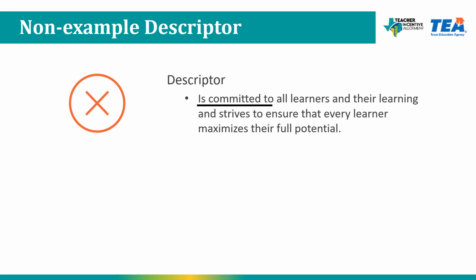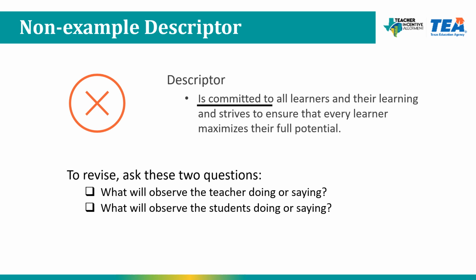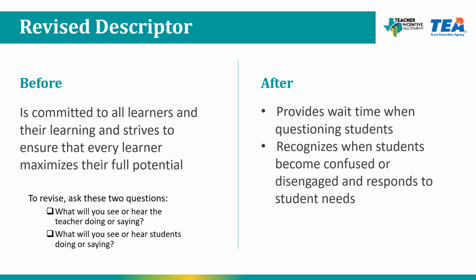When I read this, what stands out to me is that the teacher is meeting every student's individual needs. What would a teacher say or do that demonstrates they are meeting individual students' needs? There are several things a teacher might do. Let's look at how a district might revise this. This indicator could also be broken out into multiple observable indicators, but here's two. Provides wait time when questioning students, and recognizes when students become confused or disengaged.